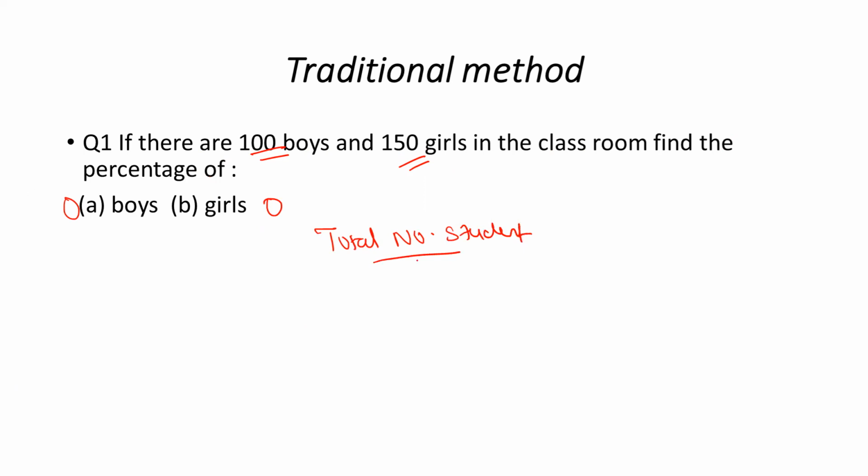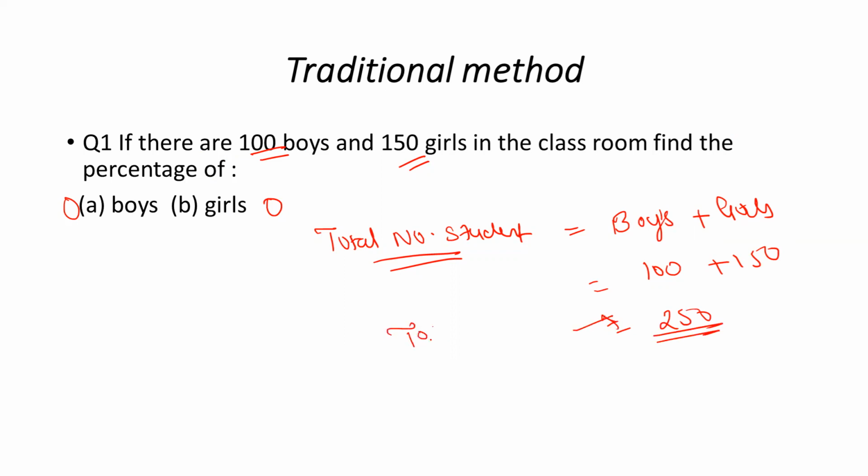What do you have to find? The total number of students. So what is the total number of students here? That is boys plus girls, which is 100 boys and 150 girls, so it is 250. The total number of students is 250.